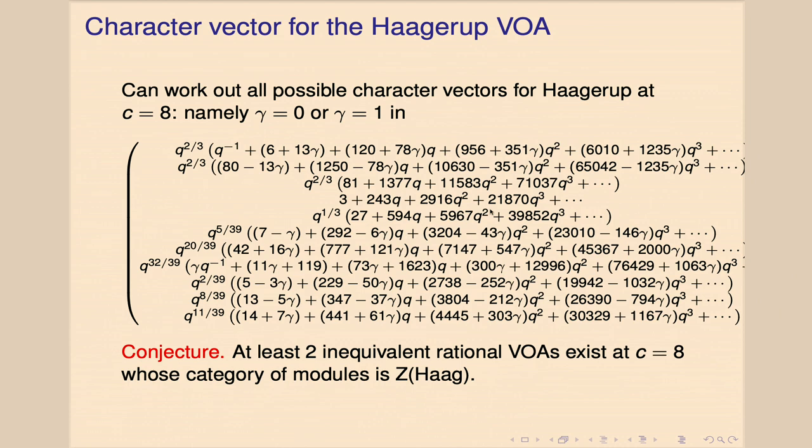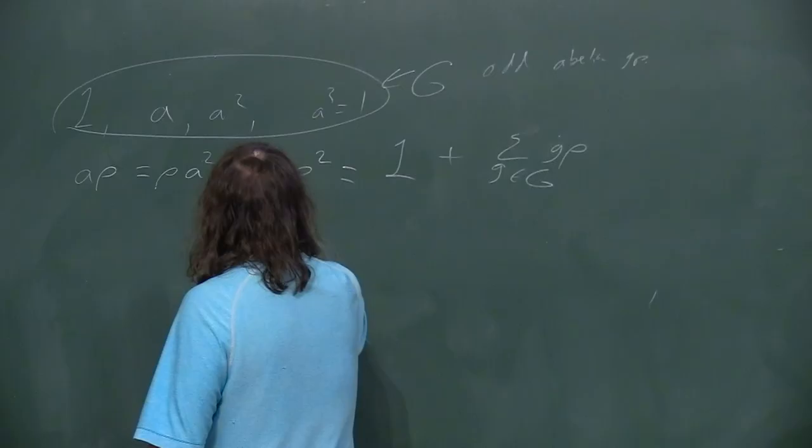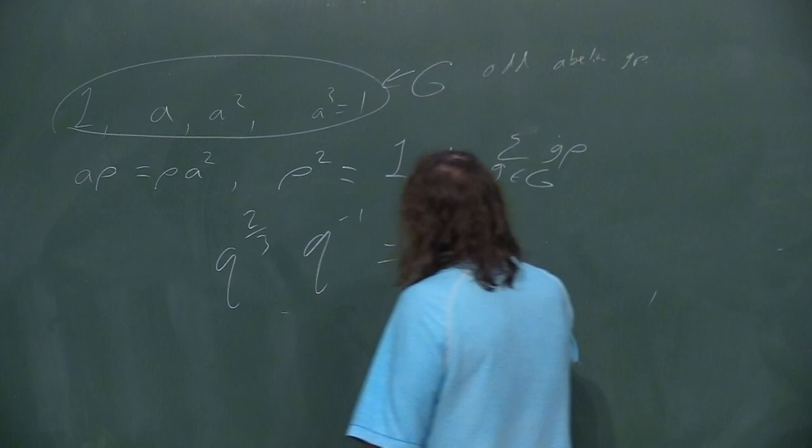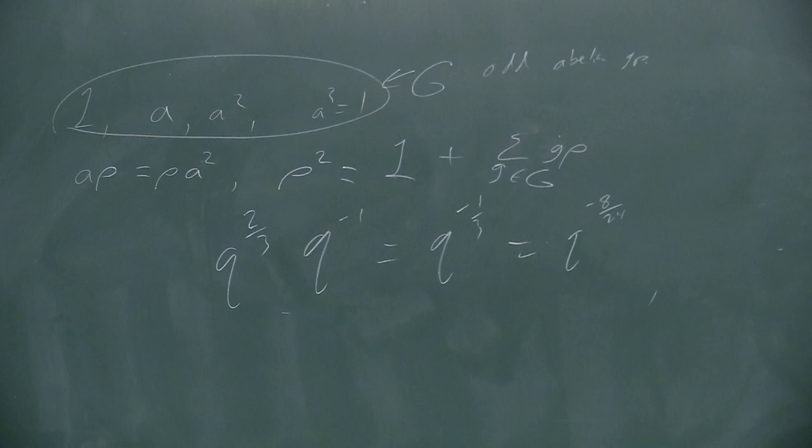Right, so what this is, we have q to the 2/3, and we're multiplying it by q to the minus 1. So this is q to the minus 1/3, which is equal to q to the minus 8 over 24. It's dumb for me to put the q squared, cubed, anyways, whatever.